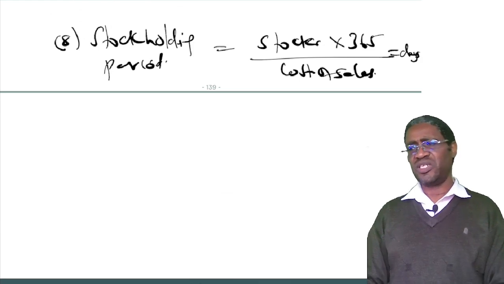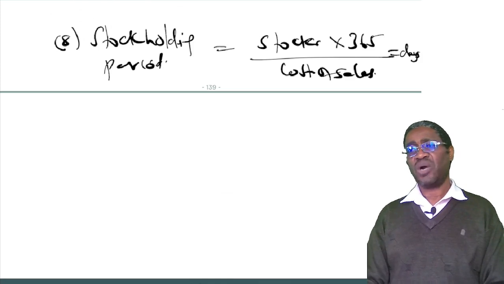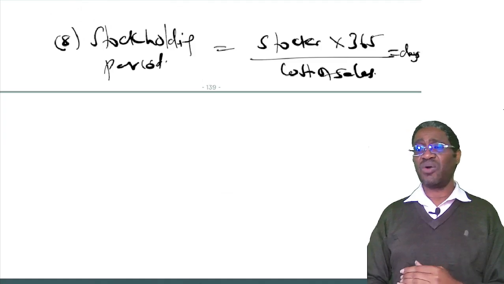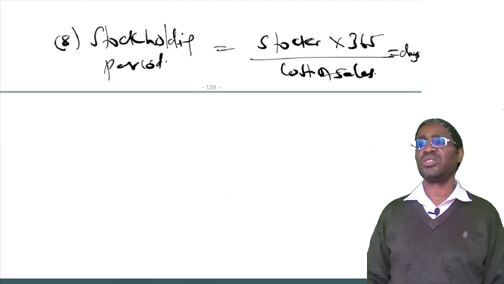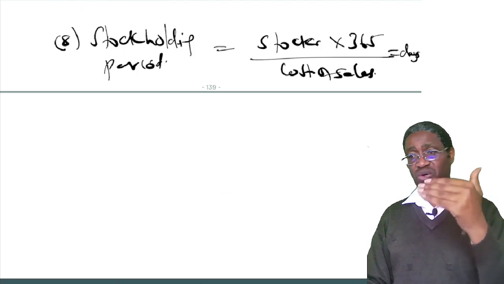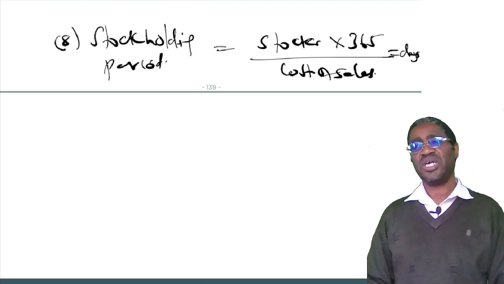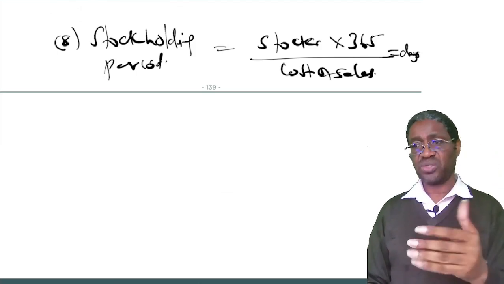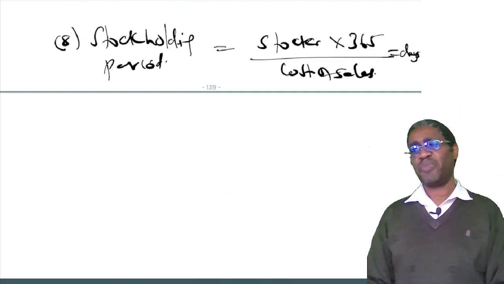So those are the activity ratios. I want to stop there for today. I'll pick it from there next time when we shall now go to the next class of ratios, which is the profitability ratios. Then after profitability, we go to gearing ratio, then shareholders ratios. Once we have gone through all of them, then we shall do some past paper questions.